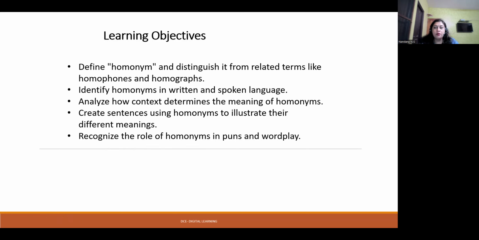Another learning objective would be how to identify homonyms in written and spoken language. Analyze how context determines the meaning of homonyms. Then create sentences using homonyms to illustrate their different meanings. Recognize the role of homonyms in puns and wordplay.